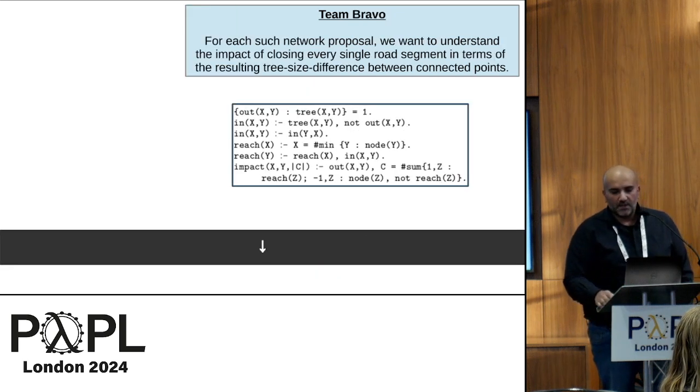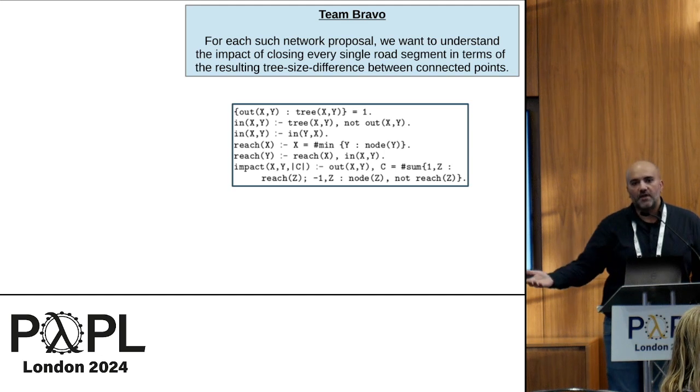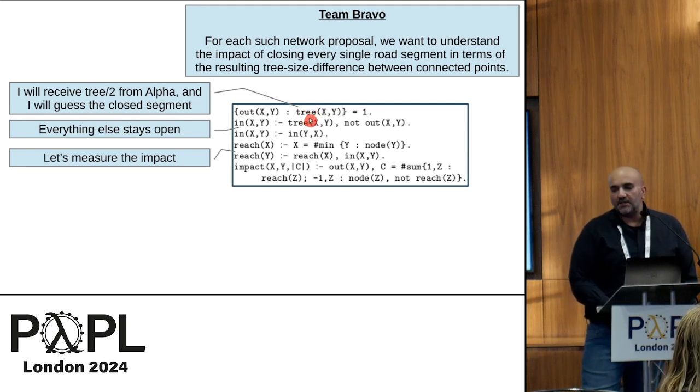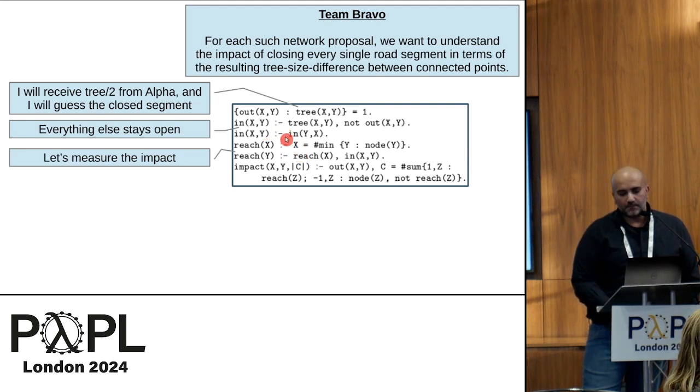It works. Meanwhile, Team Bravo is working on the other program, and essentially the guy says, okay, I'm going to receive the tree in this predicate, so this is my input. I'm going to guess one of these segments to stay out. Everything that is not out will stay in the network. Now I need to apply the reachability, and then I'm going to close symmetrically because it's undirected. And every node that I reach from this initial node is going to stay in one part of the network. Everything that I don't reach is going to be on the other side of the network. So the impact is going to be the absolute difference between these two values.